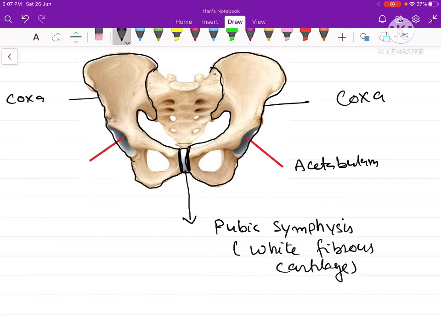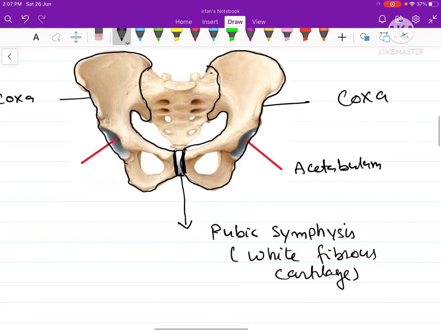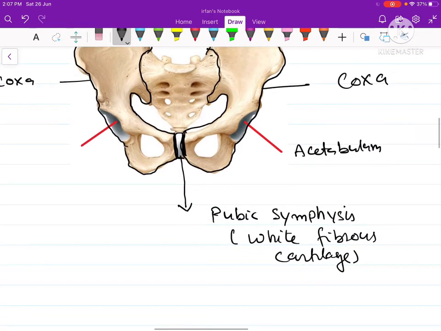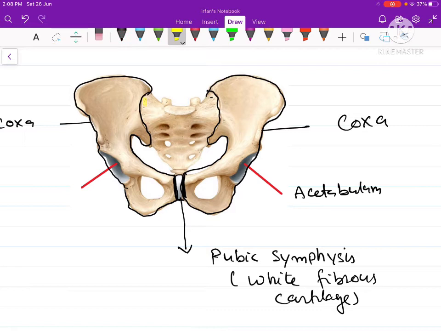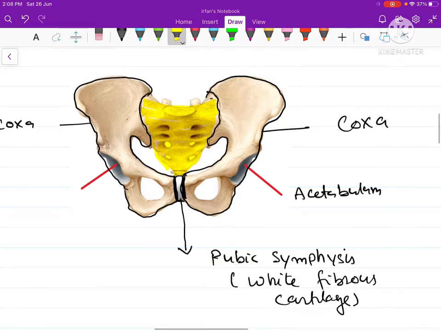Now this pubic symphysis partially dissolves in women at the time of childbirth. Towards the end of the gestation period, pubic symphysis is partially dissolved in order to allow for easy childbirth. Towards the back side of the pelvic girdle is present the sacrum, and it also has the coccyx or the coccygeal vertebrae. Together, all these four structures, the two coxal bones, sacrum and the coccyx, form a basin-like structure in which the urinary bladder is located. So this was about the pelvic girdle.